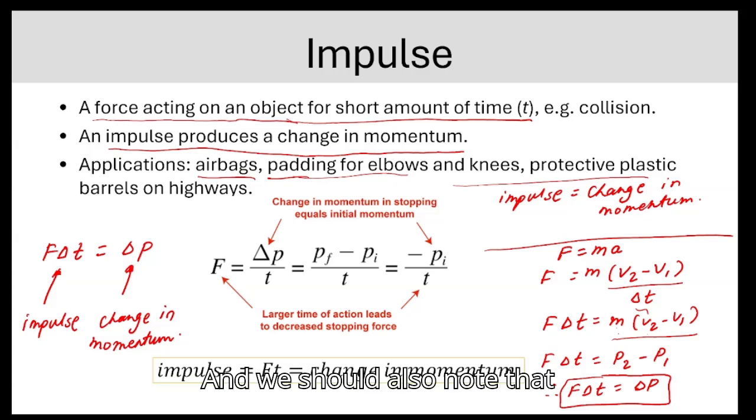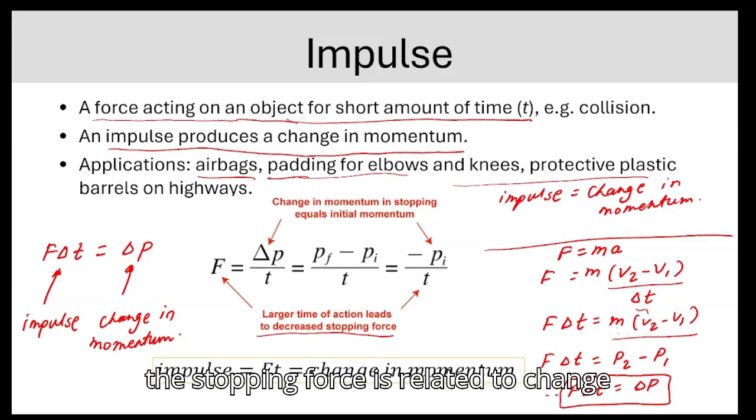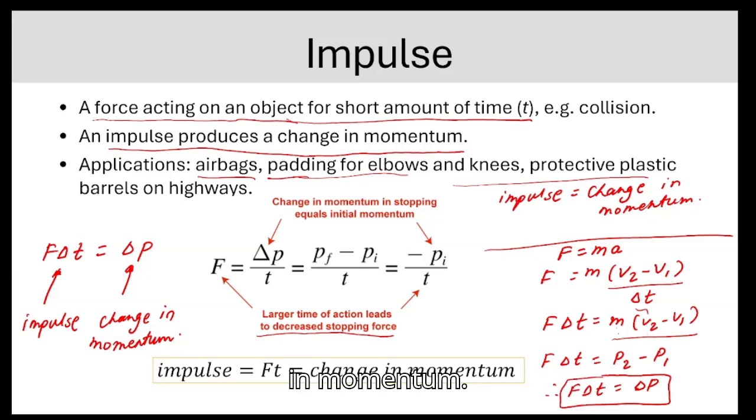And we should also note that a larger time of action leads to a decreased stopping force, because we said the stopping force is related to change in momentum, right? So if delta t is increased, then if you look at this ratio, the force will decrease, resulting in a smaller force required to stop the motion of the object.